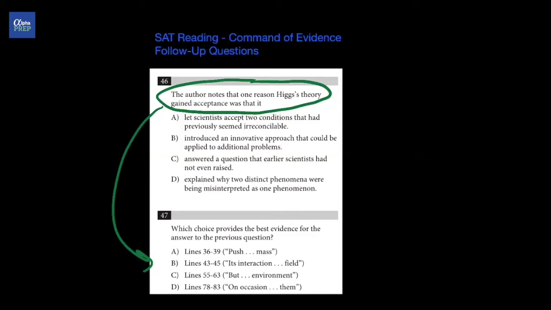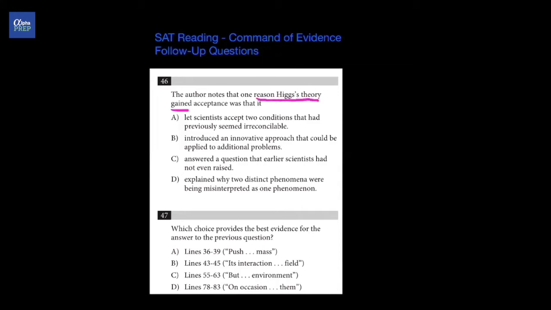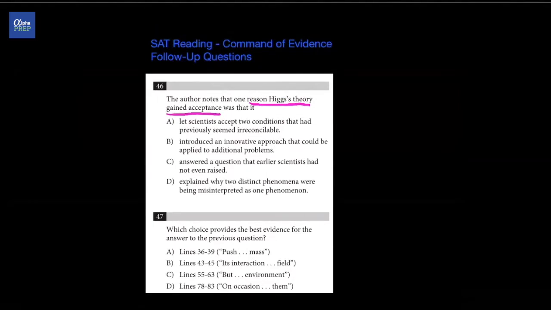Okay, so let's give this one a try. The author notes that one reason Higgs theory gained acceptance was that it. So the main idea here is the reason that Higgs theory gained acceptance. That's going to be what we're looking for in all of these quotes. Let's take a look at lines 36 to 39.